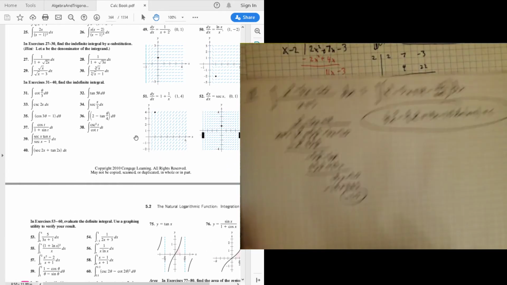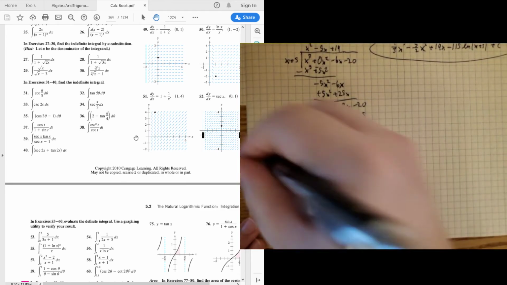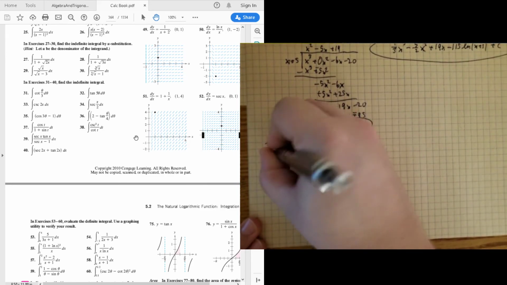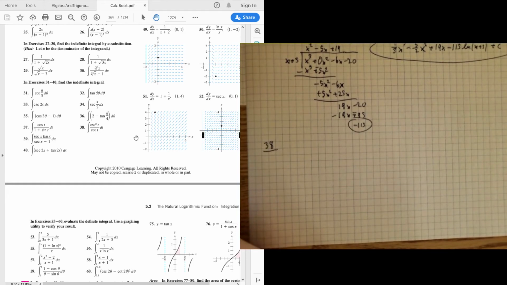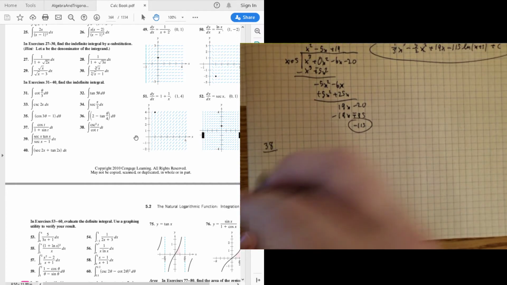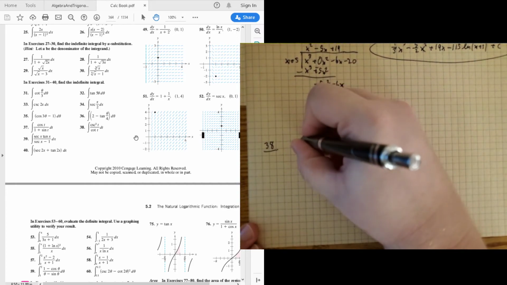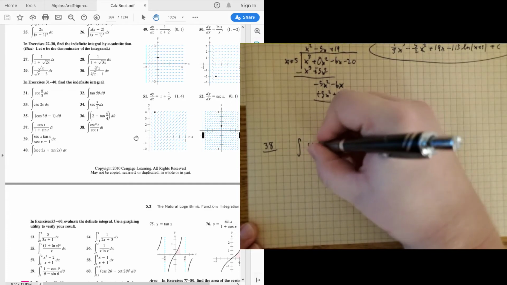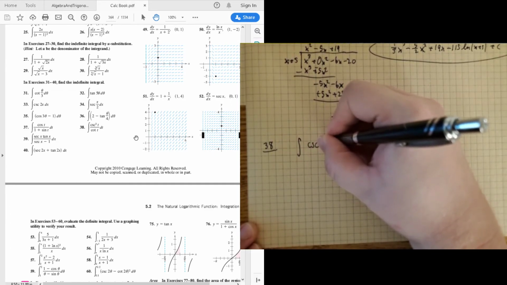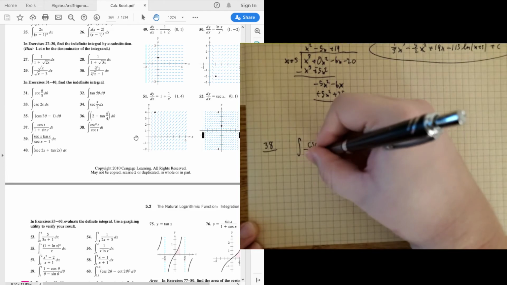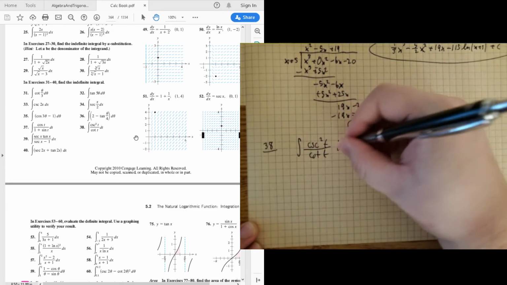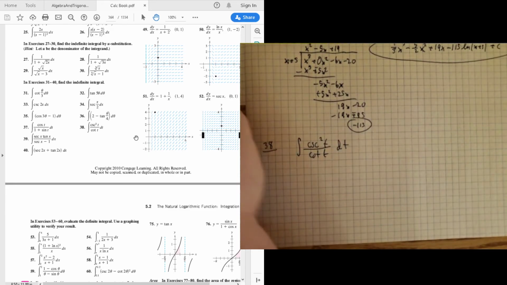Let's look at 38. You can either use u-substitution indirectly, kind of like how we've been doing previously, or you can do it directly by just using a formula. On 38, we have the integral of cosecant squared t over cotangent t dt. Now, why is this so good?